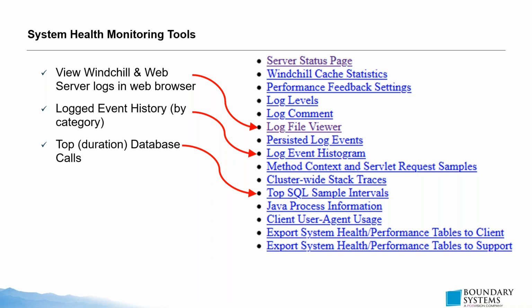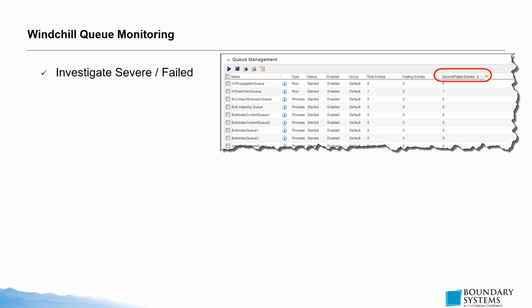So for now, I think we're done with performance. Let's look at the next one, queues. Once again, under site, there's queue management. The first one I always have a look at is to sort on the severe or failed entries column and have a look at those. You can also see for each one of these queues, there's the information button that you can select to investigate further and find what could be the cause of those severe or failed entries.